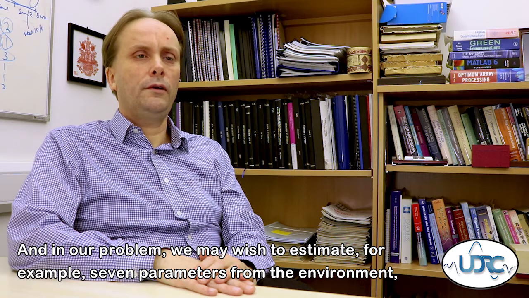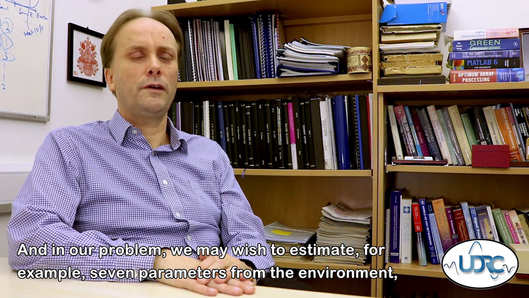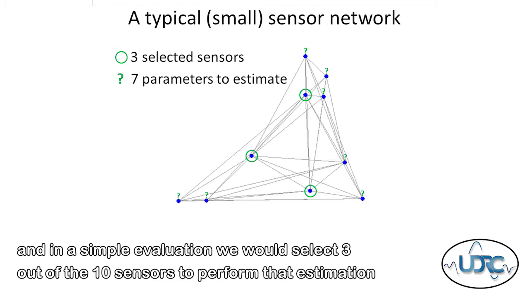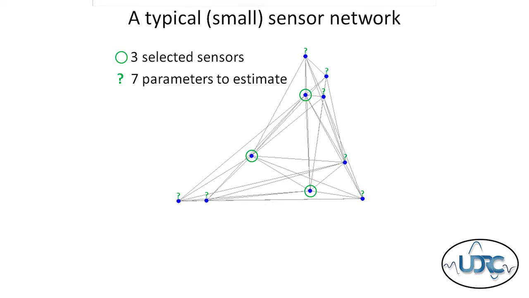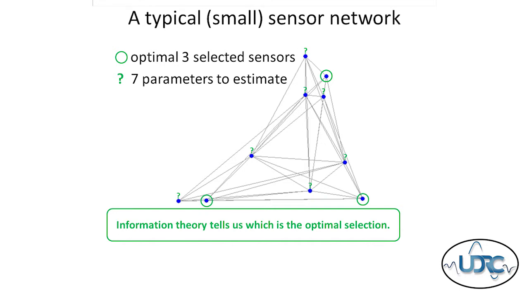And in our problem, we may wish to estimate, for example, 7 parameters from the environment, and in a simple evaluation we would select 3 out of the 10 sensors to perform that estimation, and these represent the optimal sensors in order to give us the best result for our problem.